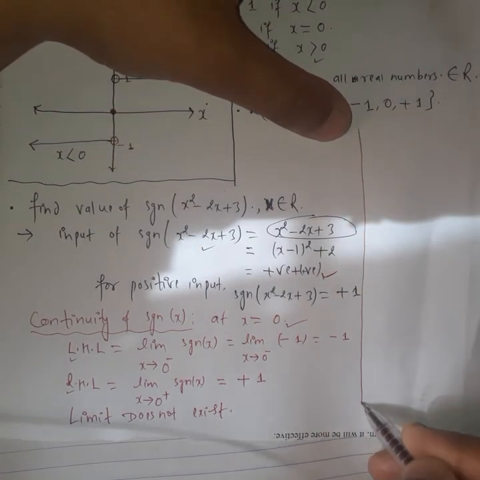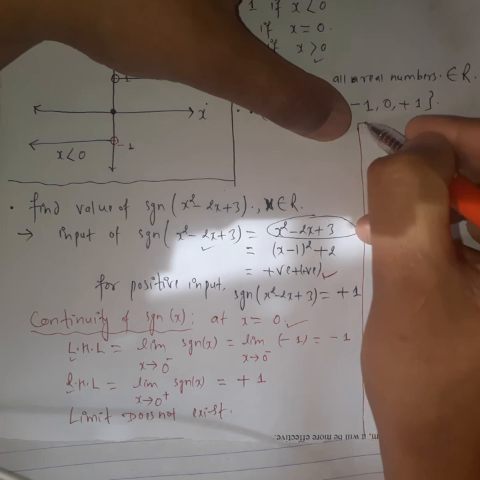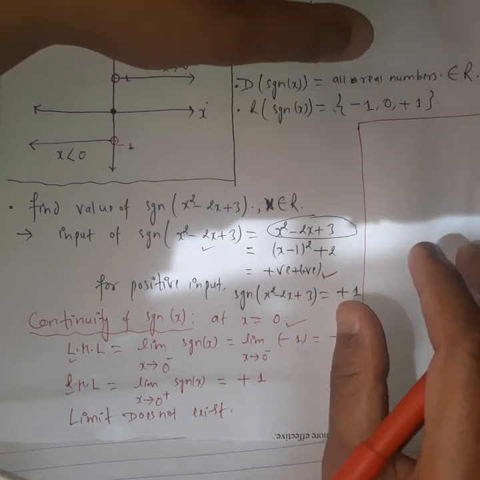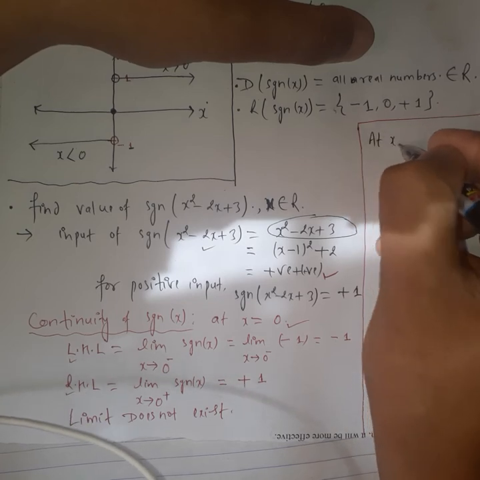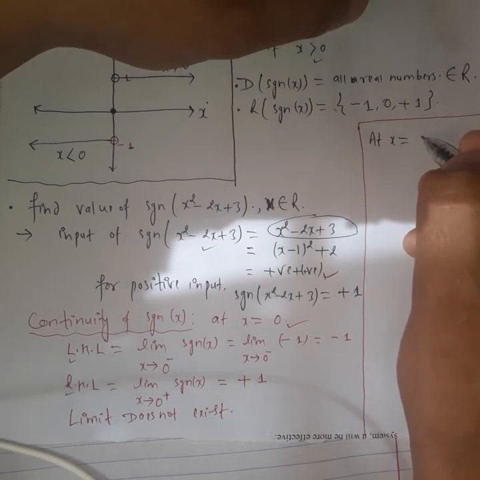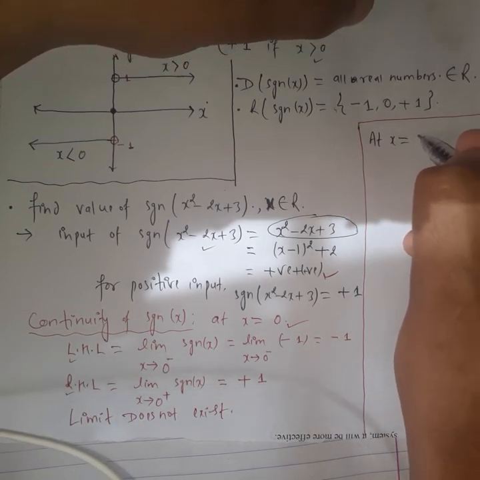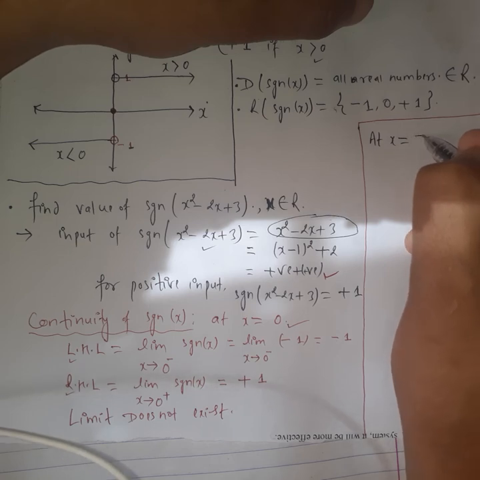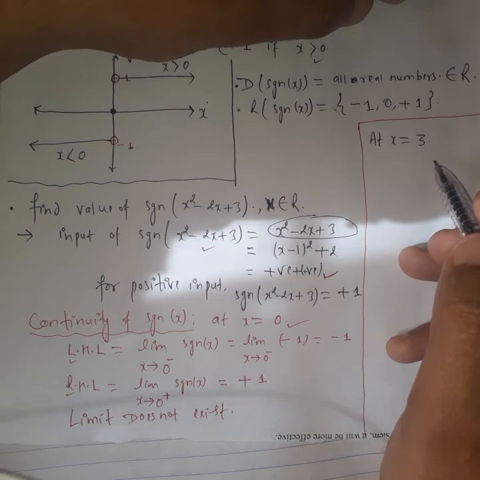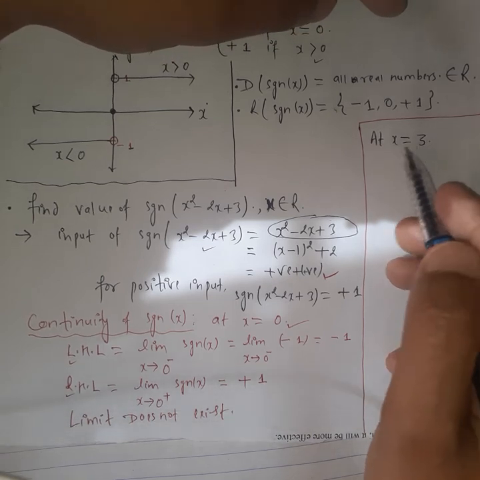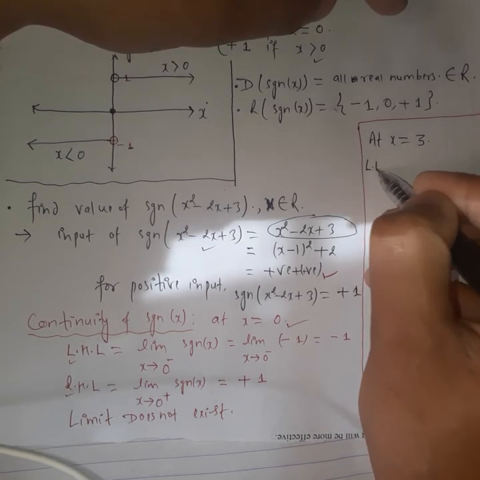Let's take other points other than 0. Let's take the next point at x equals 3. Here we are going to calculate the limiting value as well as the functional value at x equals 3. Let's calculate the left hand limit.